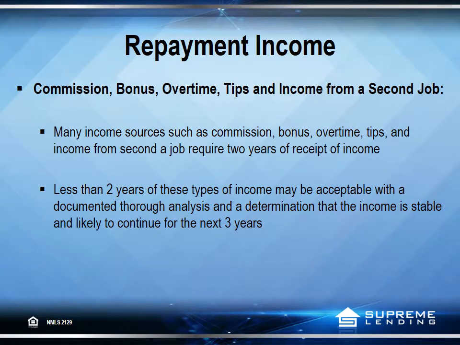Many income sources such as commission, bonus, overtime, tips, and income from a second job require 2 years of receipt of income. Less than 2 years of these types of income may be acceptable with a documented, thorough analysis and a determination that the income is stable and will likely continue for the next 3 years.